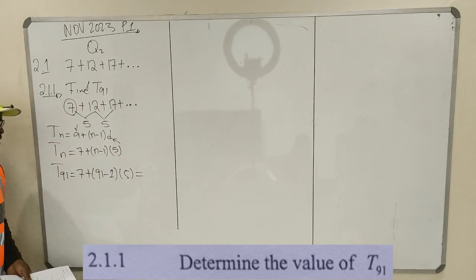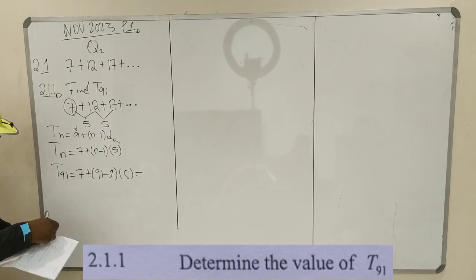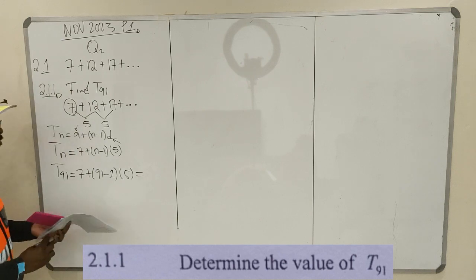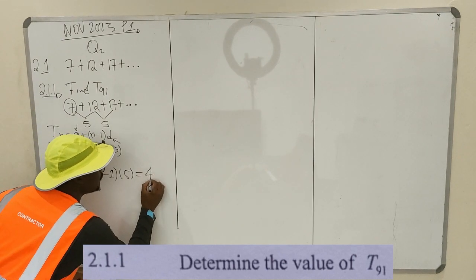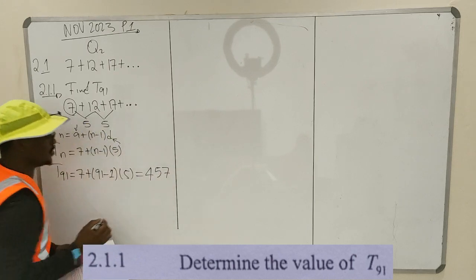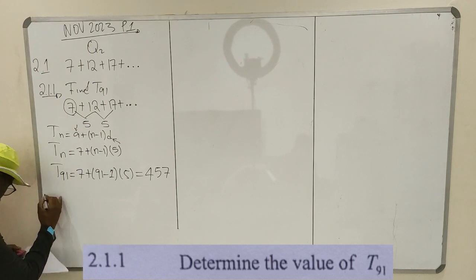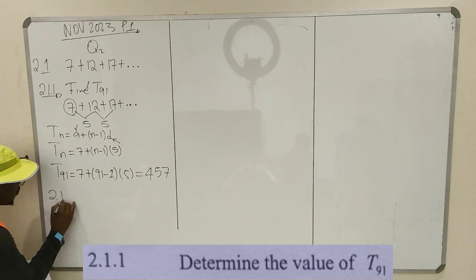You can punch that in a calculator. I'll also do the same thing. 7 plus 91 minus 1 times 5. So your answer is 457, which means T91 has that value. It's 457. So we move on to 2.1.2.